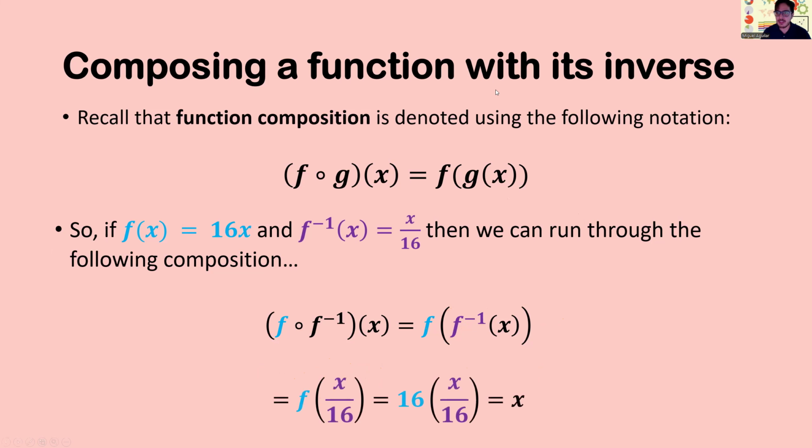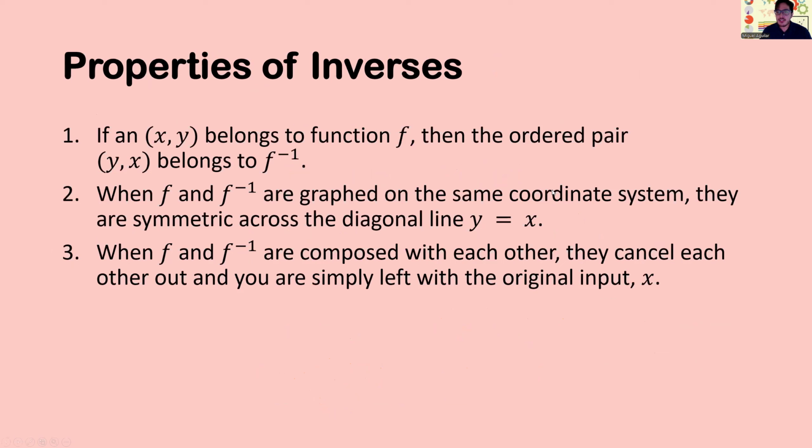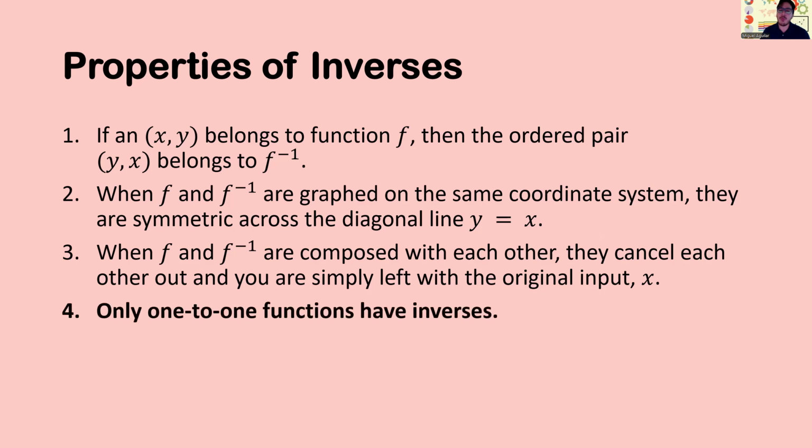All right. So we have these three properties that we've covered about inverse functions. The last property is probably the first one that I should have mentioned, and that's that only one-to-one functions have inverses. And that's the whole idea of why I had to introduce inverse functions to begin with. So that's all we really need to cover for today.